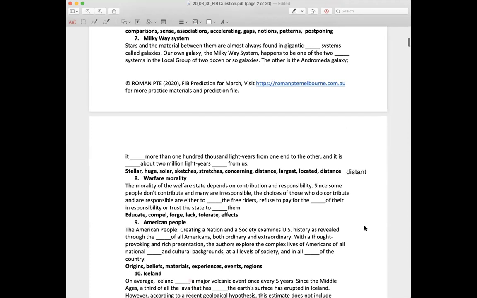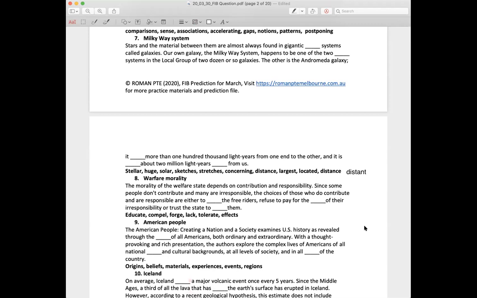Now question number 8, warfare morality. First, those who contribute and are responsible are either to the free riders. Remember, after to, what do we need? Verb in the first form. To educate, to compel, to forge, to tolerate. Lack and effects cannot be the answer. It can be educate, compel, forge, or tolerate. Educate, you know the meaning. Compel means to force somebody to do something they don't want to do. To tolerate means to bear something unpleasant.